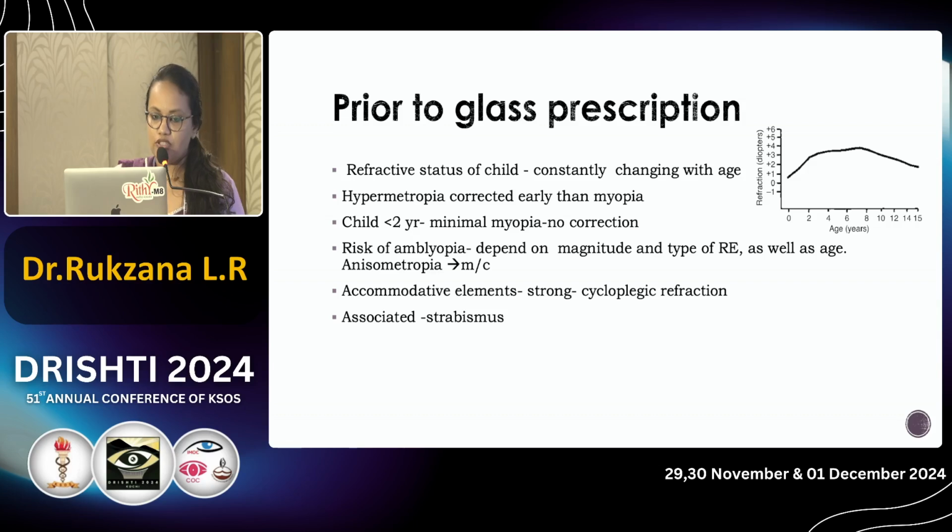Prior to the glass prescription, we know the refractive status of the child is constantly changing with age. Hypermetropia should always be corrected earlier than myopia because children are usually into near activities. In a child less than 2 years with minimal myopia, there is no need of any correction. Risk of amblyopia depends on the magnitude and type of refractive error as well as the age. Anisometropia is the most common cause of amblyopia. Cycloplegic refraction and associated strabismus should also be considered before prescription of glasses.